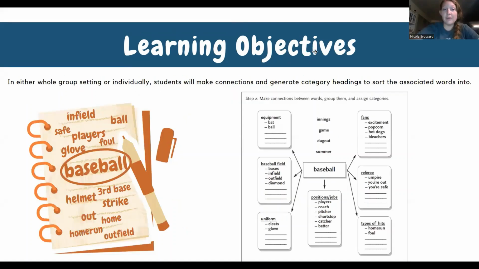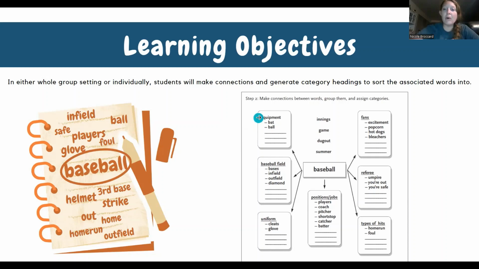In either whole group settings or individually, students will then make connections and generate category headings to sort the associated words into. With our example, baseball, we have gathered some different topics, including equipment as a category heading, baseball field as a category heading, uniform as a category heading, fans, referee, types of hits, and positions or jobs. We've then taken the words that are related to baseball and sorted them amongst the categories.